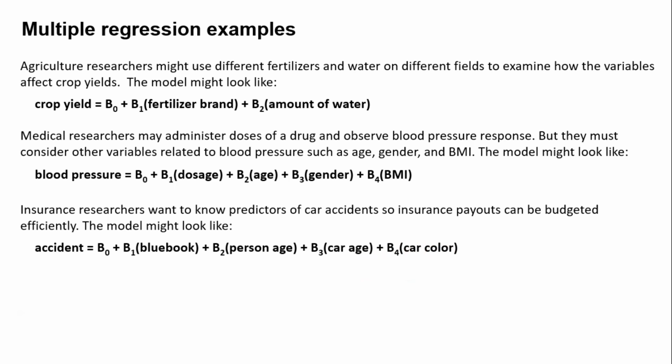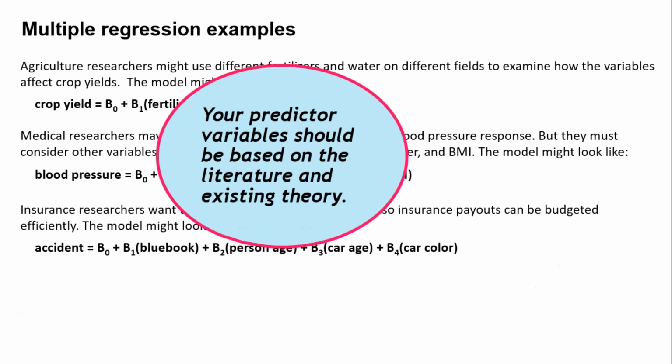So the idea with all three of these examples is that usually in a real life situation, there's usually more than one variable that will be involved in giving you the best prediction for an outcome. That being said, if you decide to do a regression analysis for your dissertation, your predictor variables should be based on the literature and existing theory.